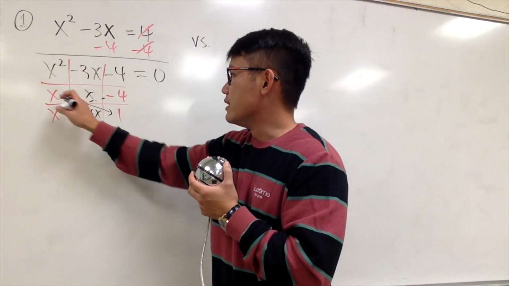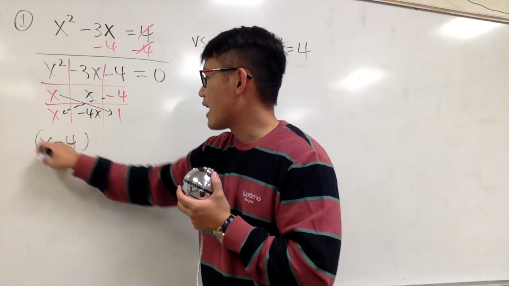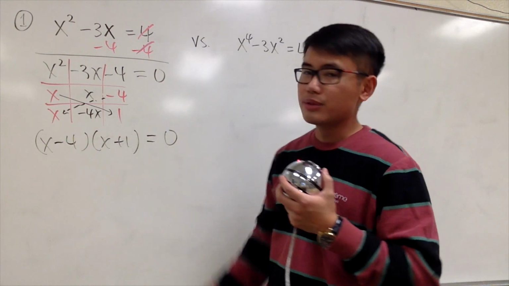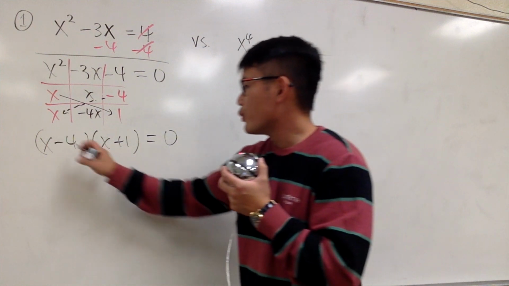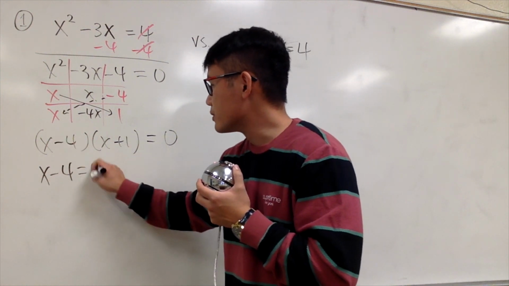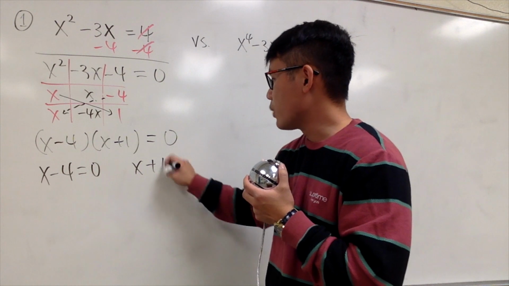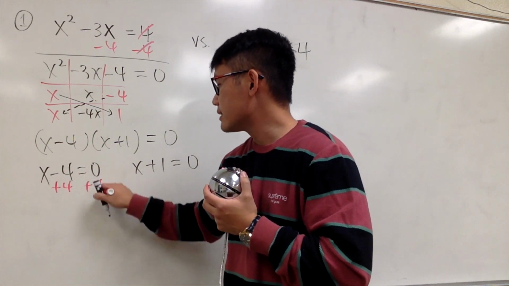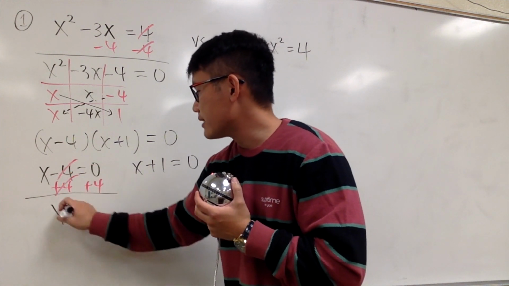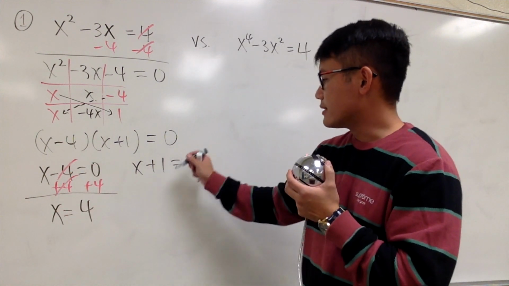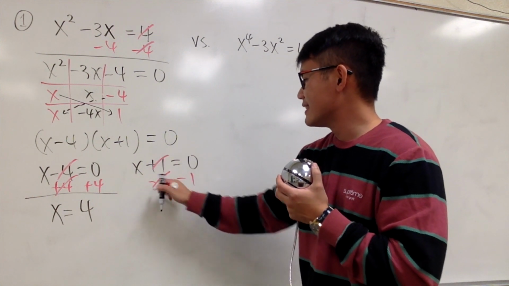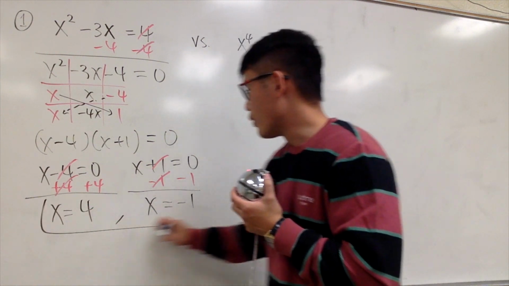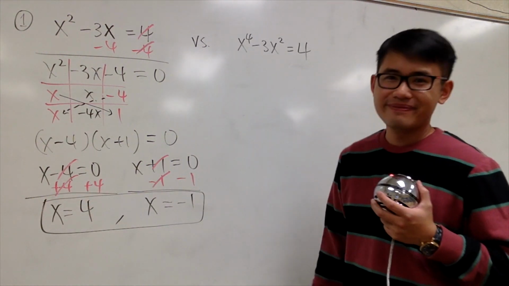The factoring for this is x minus 4 times x plus 1, and we still have this equal to 0. We continue, right? We make x minus 4 equal to 0, and we also make x plus 1 equal to 0. For the first one, I can just add 4 on both sides so that they cancel, and we have x is equal to 4. For the second one, we can just subtract 1 on both sides. This way, we get x by itself, and this is equal to negative 1. And therefore, we have our two answers right here.